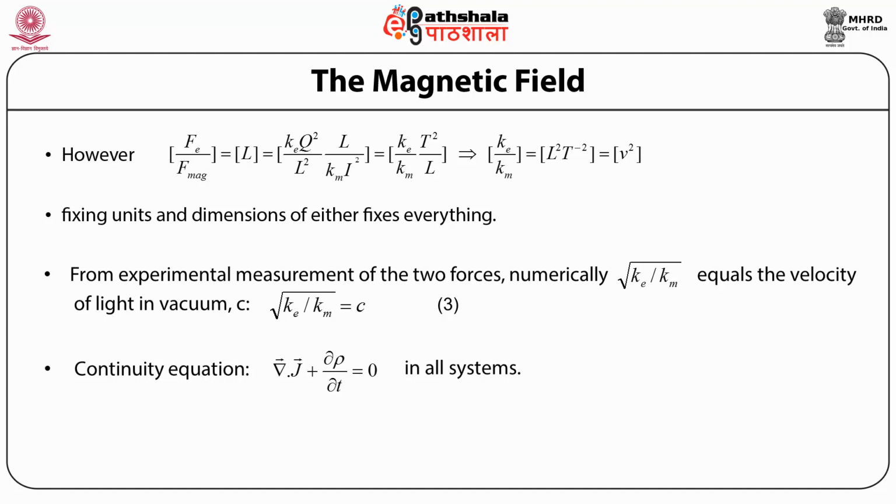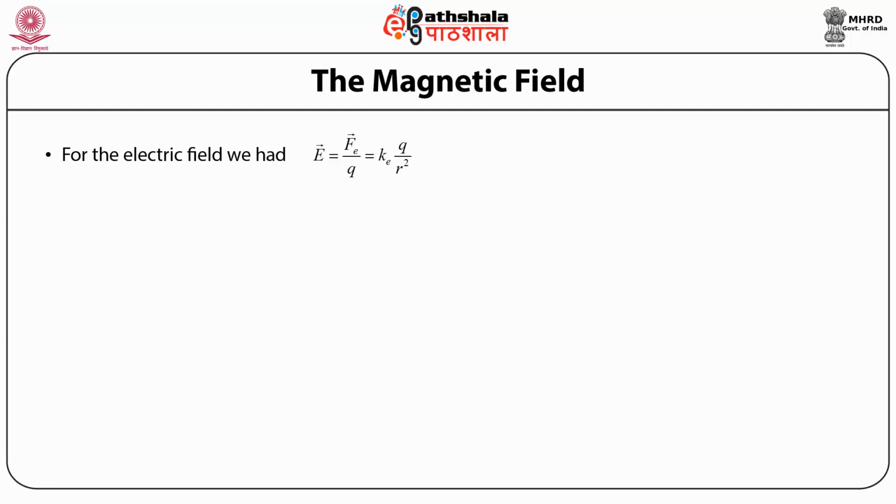So the continuity equation del dot j vector plus del rho by del t is equal to 0 in all systems. The magnetic fields. For the electric field, we had E is equal to Fe by Q is equal to Ke Q by R square and is thus fixed the moment Ke is fixed. However, an electric current gives rise to the magnetic field, and we know from the above equation that at this stage the magnetic field produced is proportional to the current.